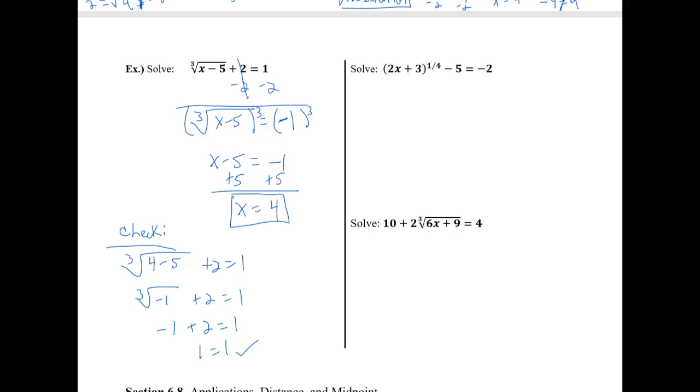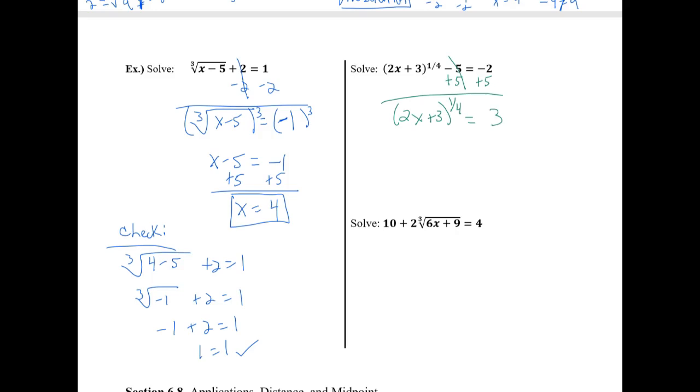Let's see how you did. First example. It doesn't matter if you're rewriting that as a radical or not. First step, isolate it. I have 2x plus 3 to the 1/4 power equaling negative 2 plus 5, which is a positive 3.